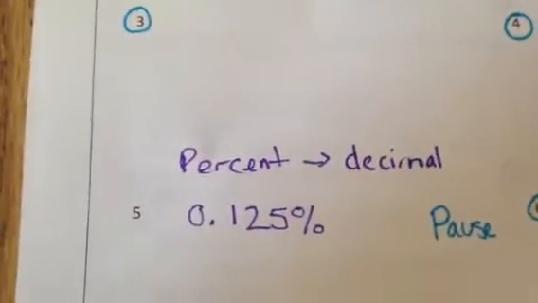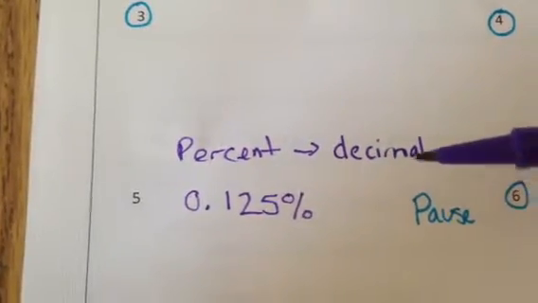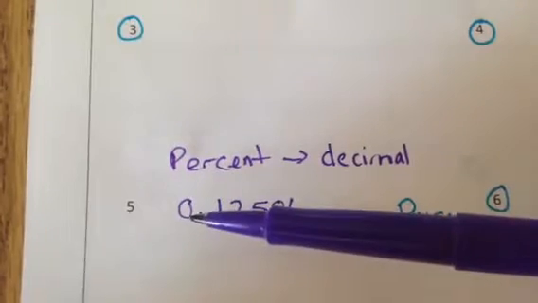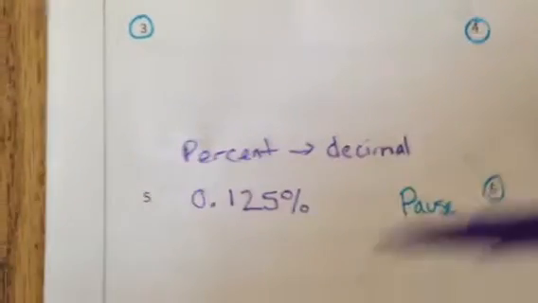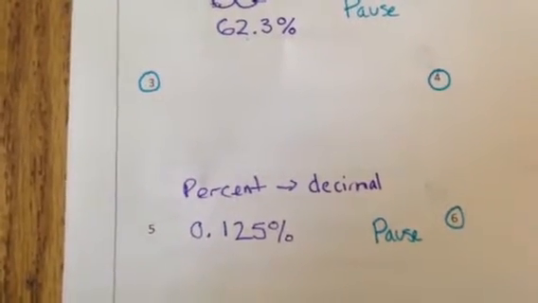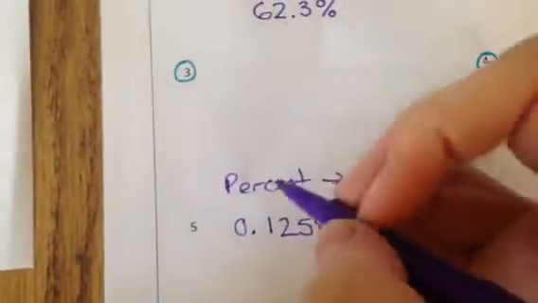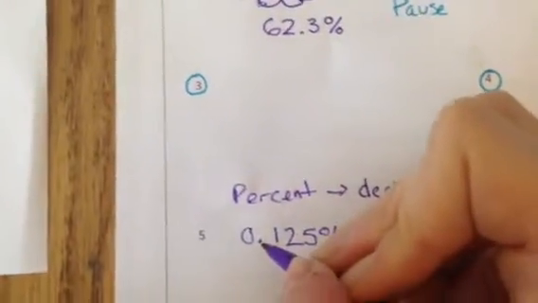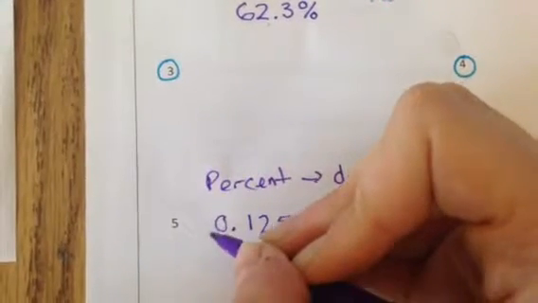For number 5, it's asking us to go from a percent to a decimal. So the percent they gave us is 0.125%. So in order to go from a percent to a decimal, I need to move my decimal over again 2 times, right? Because a percent is out of 100. This time though, I need to move it to the left.